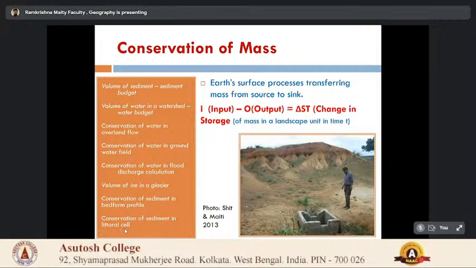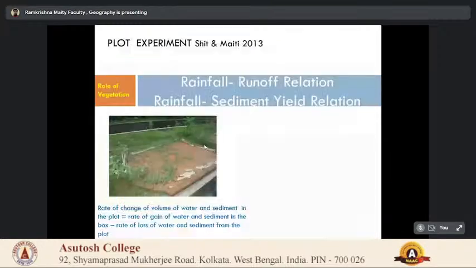Conservation of sediment in a littoral cell, in the coastal areas. How much sediment is being supplied from the terrestrial regions, from the land, and by a longshore current. It gives you the sediment budget in a particular area, and it gives you the character, erosional character or depositional character of a coast. So the present areas of research are mainly guided by this principle of conservation of mass.